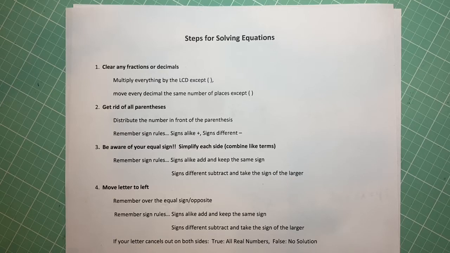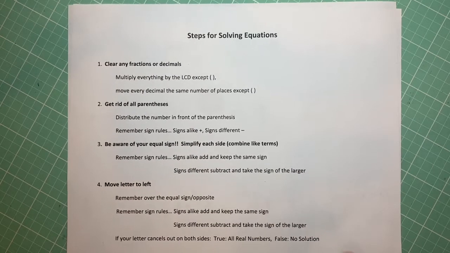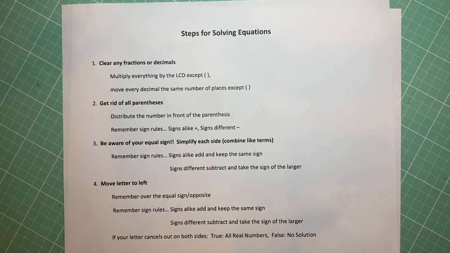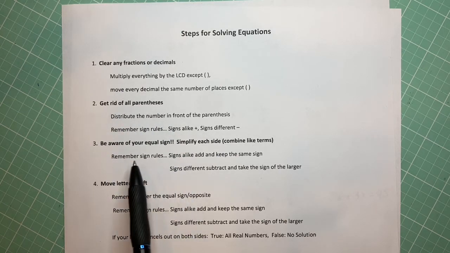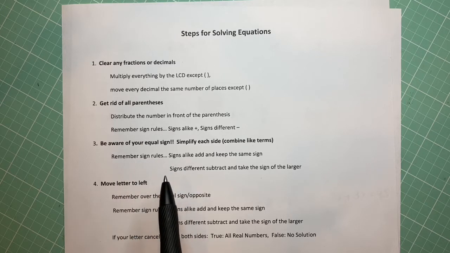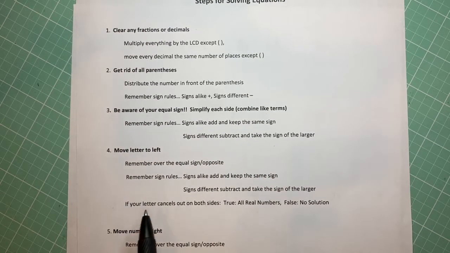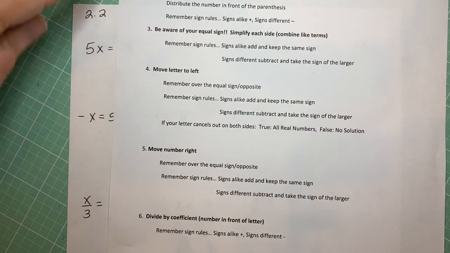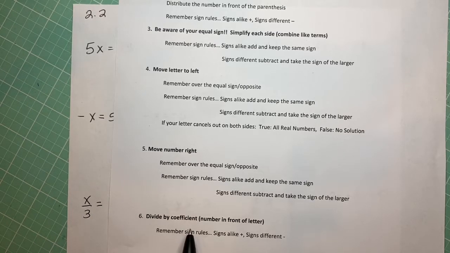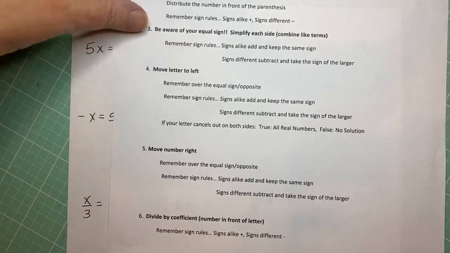Okay, today we're going to be looking at 2.2, but we're still using our solving equations. And so far we've learned step 2 to get rid of the parentheses, step 3, be aware of your equal sign and combine like terms. We've done step 4, which is move the letter to the left, step 5, move the number to the right. And today we're going to look at step 6. We're going to save step 1, fractions and decimals, for the next section.